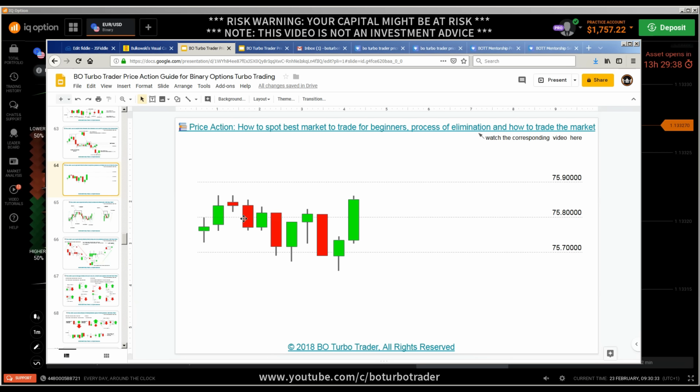And why? Because where should evening stars appear? Evening stars should appear after a trend, and because we have a ranging market here, there is no trend, it's a consolidation area. I would not trade this evening star. I would trade it if we had had some kind of uptrend before, because evening stars appear at the end of an uptrend, morning stars at the end of a downtrend.